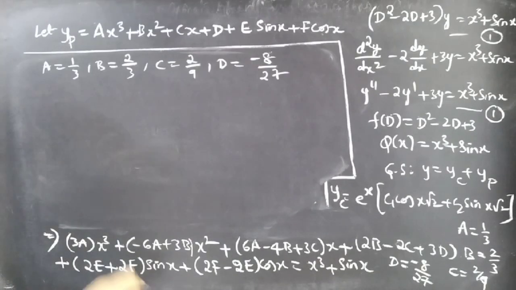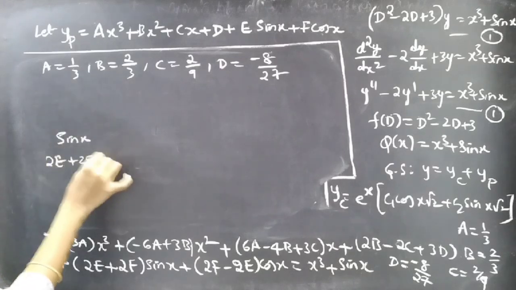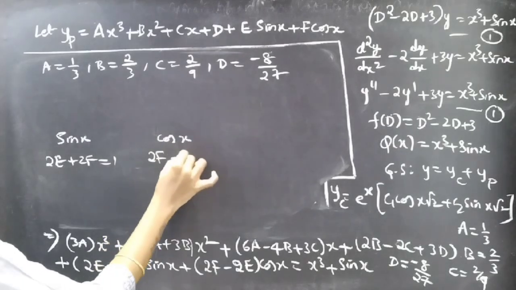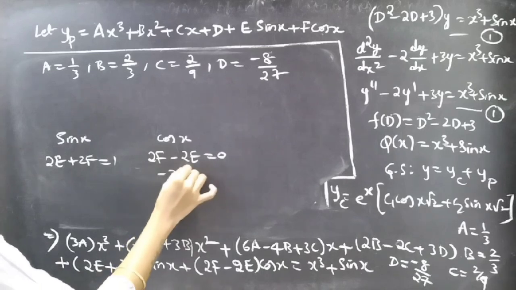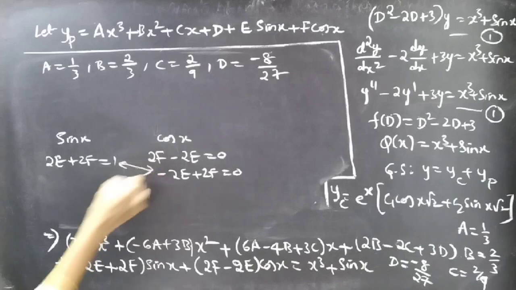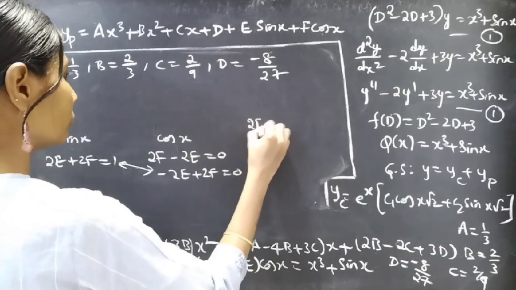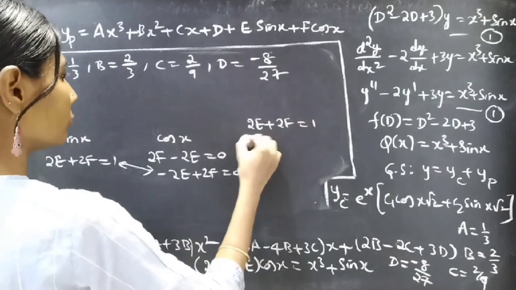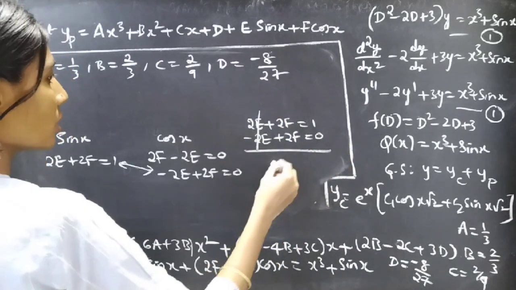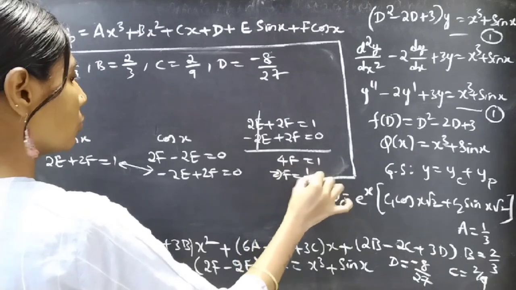Now we equate the equations of sin x. You'll get 2e plus 2f equal to 1. Likewise, equate the equations of cos x. You'll get 2f minus 2e equal to 0, or you can write it as minus 2e plus 2f equal to 0. By solving these two equations, you can find the values of e and f. Let's solve these two. Plus 2e minus 2e gets cancelled. 2f plus 2f gives 4f equal to 1, which gives us f equal to 1 by 4.